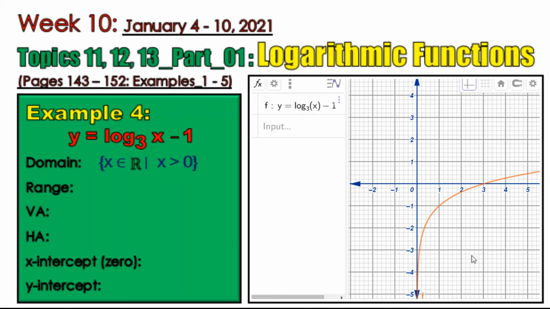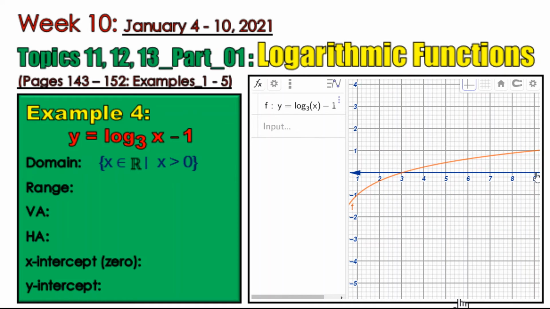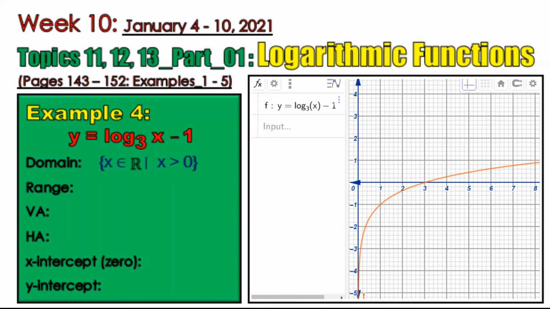Okay, how about the range? Remember, what would be your y-coordinates if this graph is found on quadrant 1 and quadrant 4? What would be the y-coordinates of the points on the graph? For example, we have the point 9, positive 1. We can have 3, 0. We can have 1, negative 1. So you can have positive real numbers, you can have 0, you can have negative real numbers. Which simply means that your range would be a set of y such that y is an element of real numbers. So your y could be any real numbers.